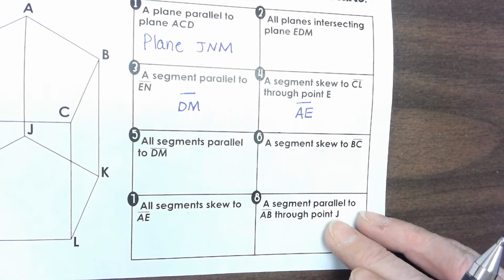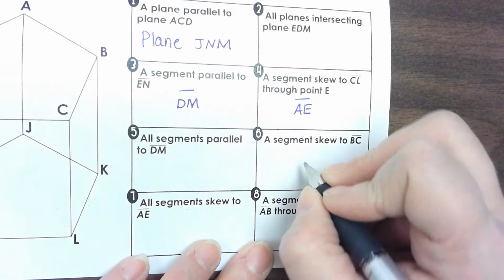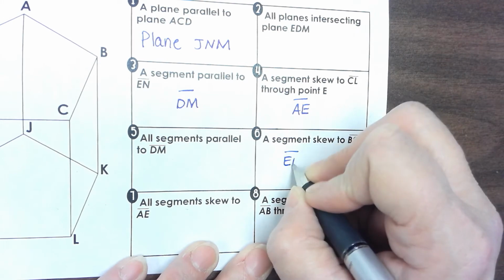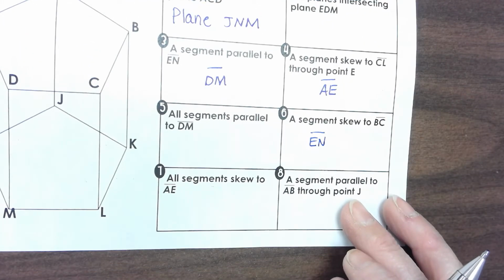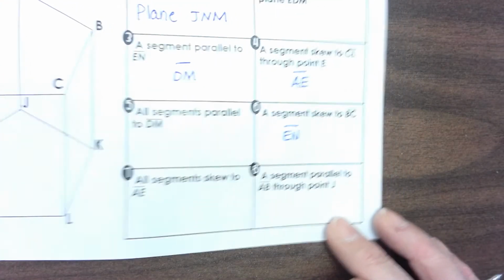A segment skew to BC. Remember, that's not going to be parallel, not on the same plane, does not intersect. So a segment that is skewed to, and there is no symbol for skew to, you have to write it out. A segment skewed to BC could be EN. We could put that down. Okay, all segments skew to AE. And you can take some time and write those down.